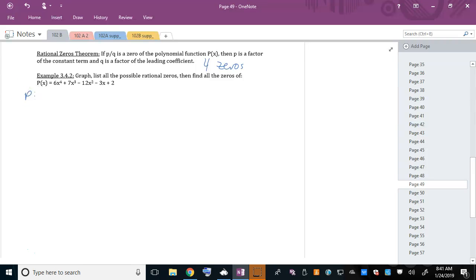So again, P is a factor of the constant term. Here that is 2, so 1 and 2. Q is a factor of my leading coefficient 6, so 1, 2, 3, and 6. So to get the P over Q, I put all the P's over all the Q's.